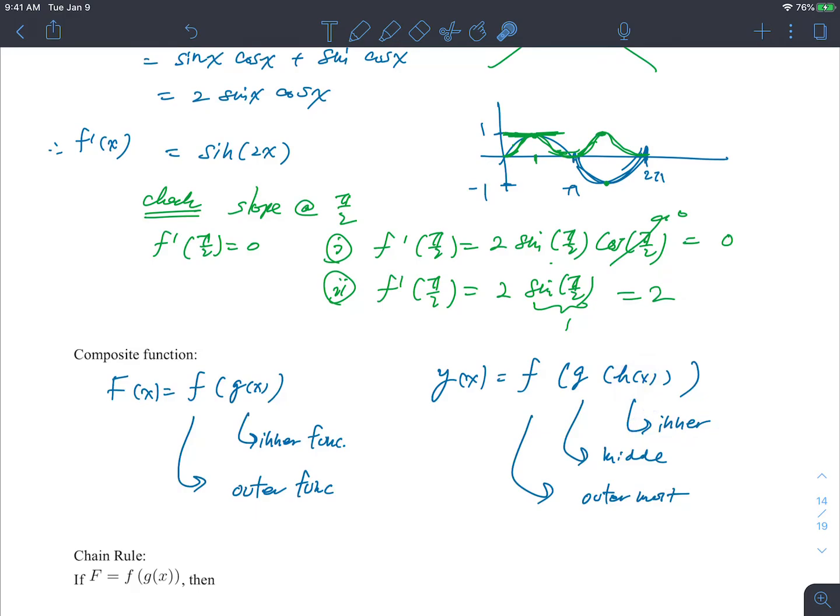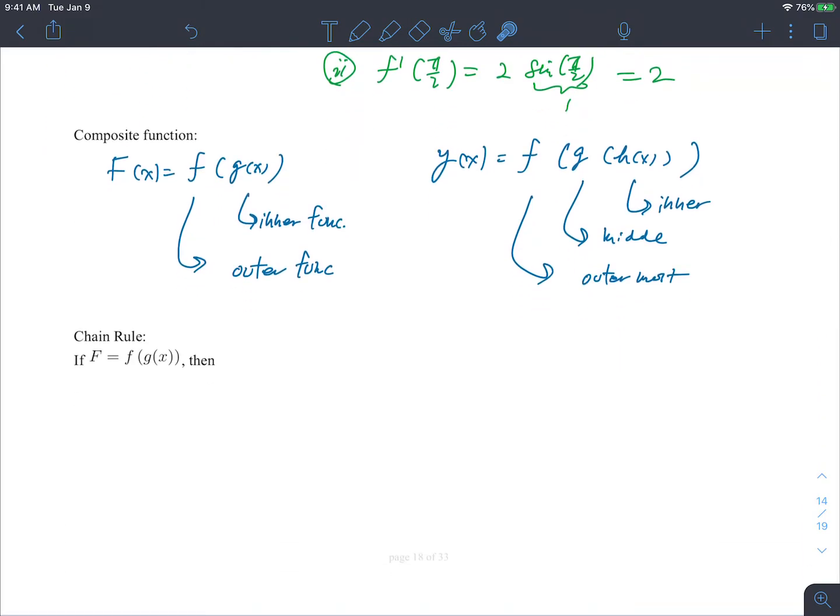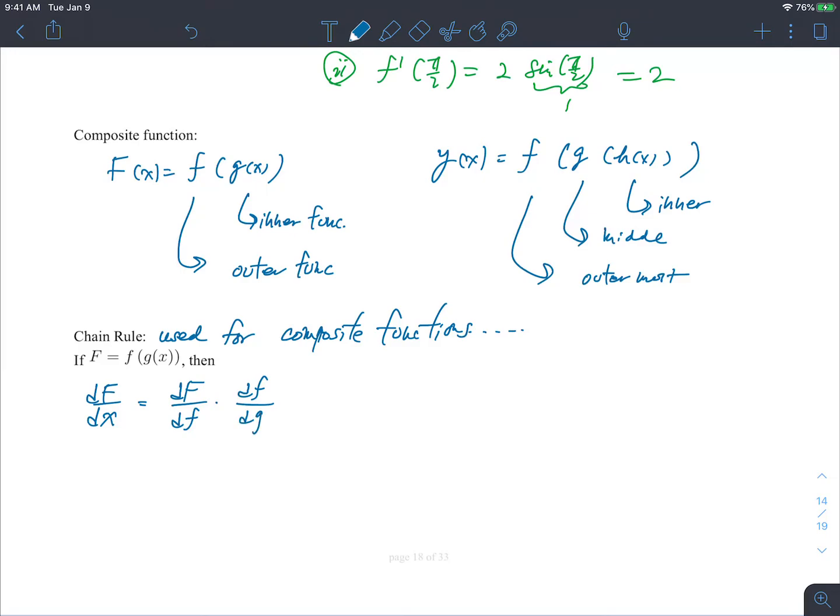Okay. So once we break it down, the chain rule goes something like this. So this is your chain rule, obviously. We're implying that it is used for composite functions. So in this particular case, dF/dx is equal to the derivative of capital F with respect to the outermost, in this case d small f, and then d small f with respect to g, and then we do g with respect to x.